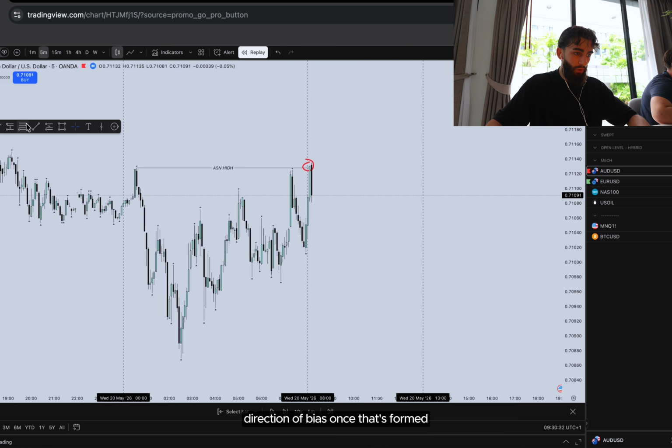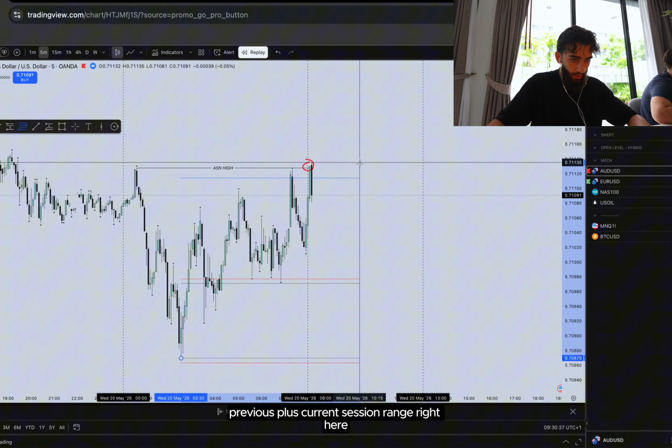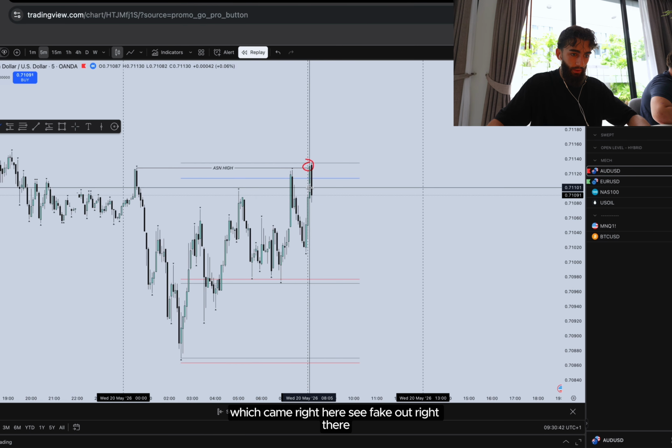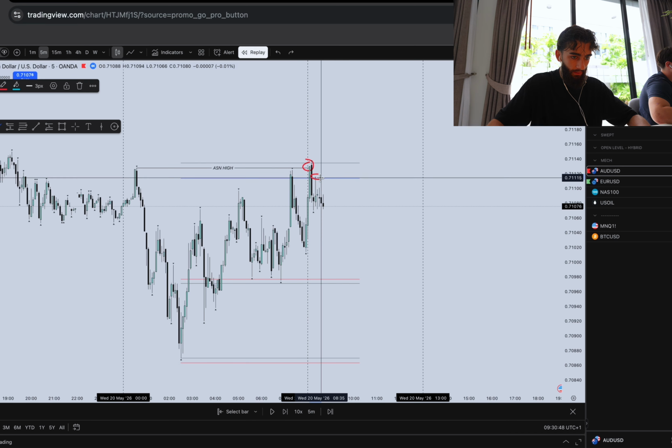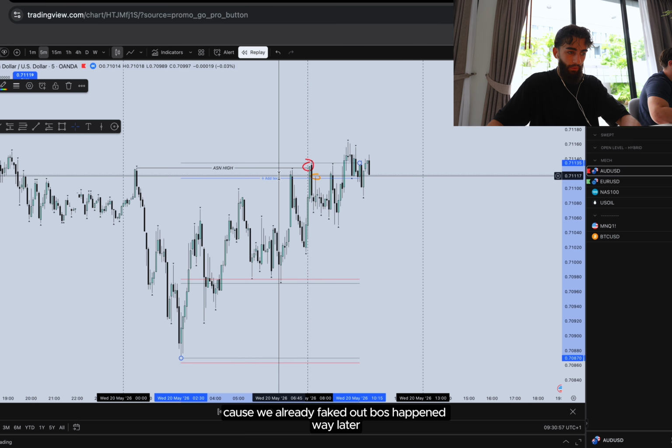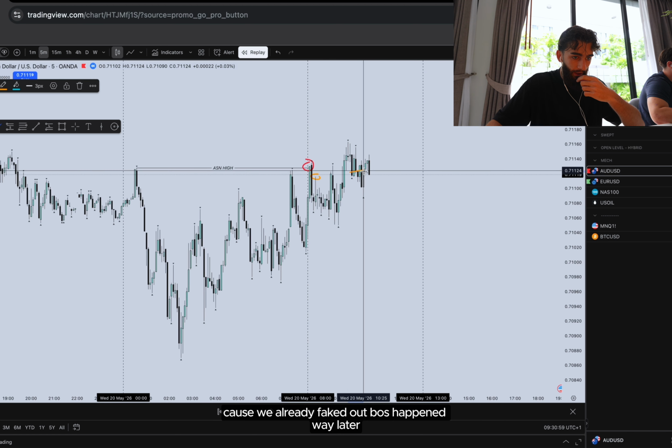Once that's formed, we then get our fib tool on the range, previous plus current session range right here. And then obviously I took the fake out, which came right here. See, fake out right there. BOS happened a bit later. So let's delete this fib tool because we already faked out. BOS happened way later, which is right there.